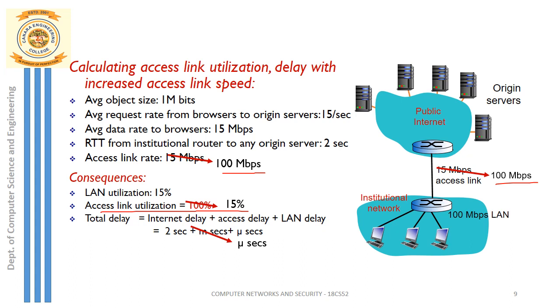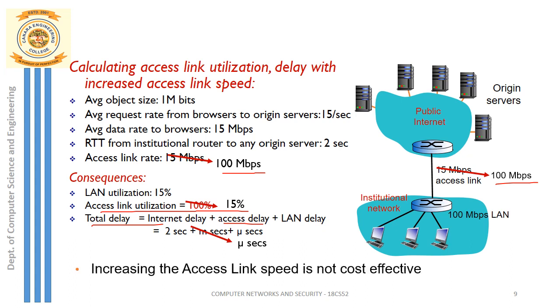If you consider the total delay, the access delay is reduced to microseconds from milliseconds. So both access delay and LAN delay will be negligible, and the total delay will be around 2 seconds. But here the problem is, whenever we increase the access link speed, the cost will be more. So this solution is not cost effective.